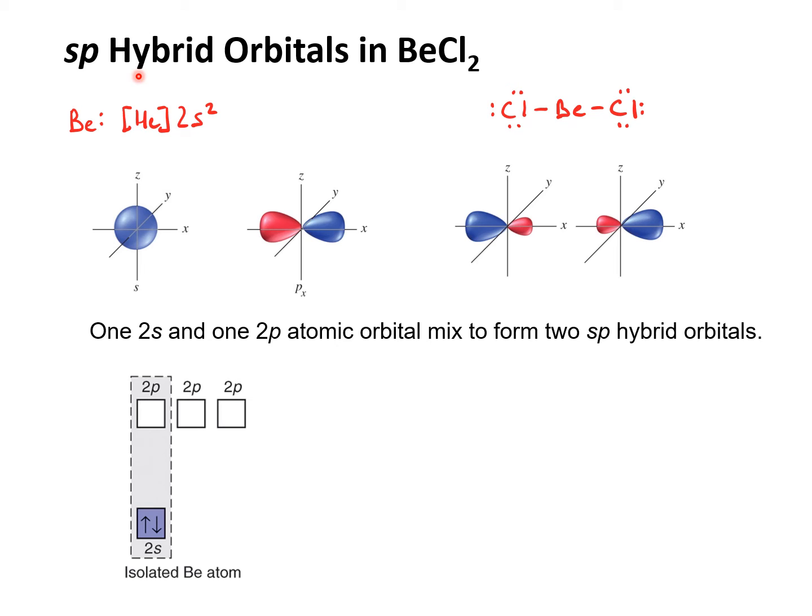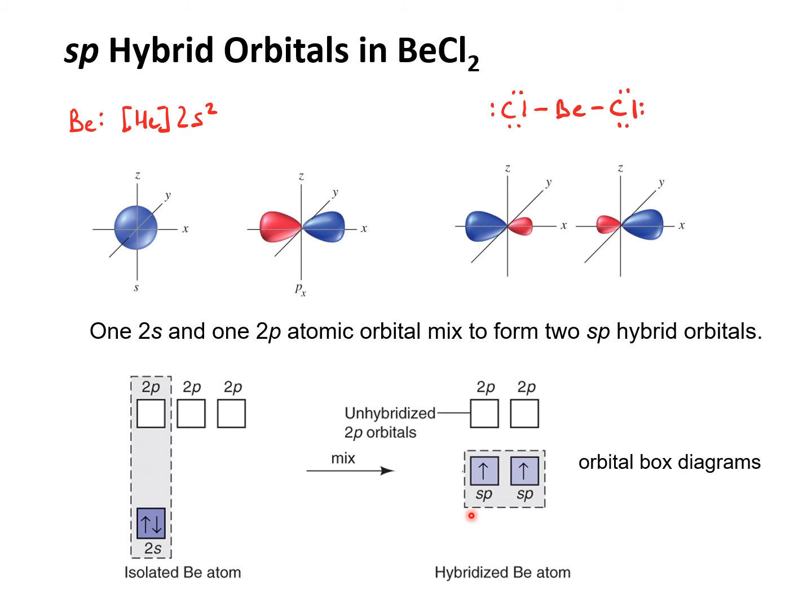Now, in order to create our hybrid orbitals, we will take one of the 2s atomic orbitals and one of the 2p atomic orbitals and combine or mix them to form our 2 sp hybrid orbitals. So we started with 2 atomic orbitals and created 2 hybrid orbitals, which are shown here. These are the sp hybridized orbitals.